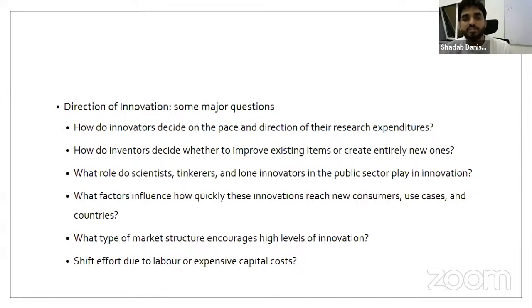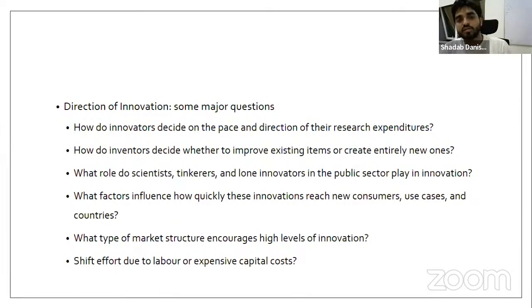What factors influence how quickly these innovations reach new consumers, use cases, and countries? So that can be like if an innovation is happening in the US, how much time it actually takes to reach India. Product may reach here. Is it possible that Indian companies are able to create something better or at par or some level of that?